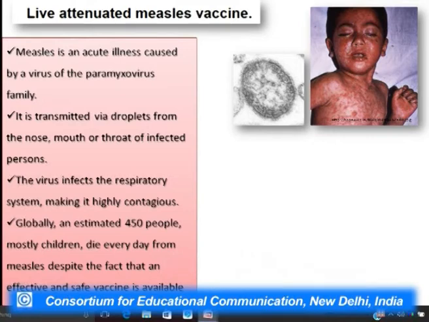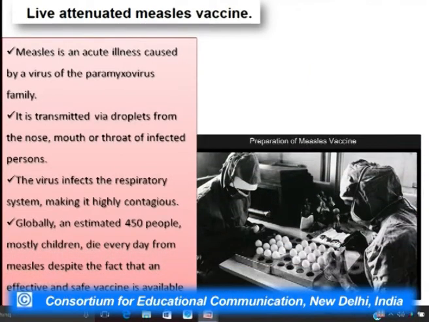Globally, an estimated 450 people, mostly children, die every day from measles, despite the fact that an effective and safe vaccine is available. Now, as you can see here, this is the preparation of the measles vaccine. Since it is a highly contagious virus, all the people preparing it are wearing masks in the laboratory.